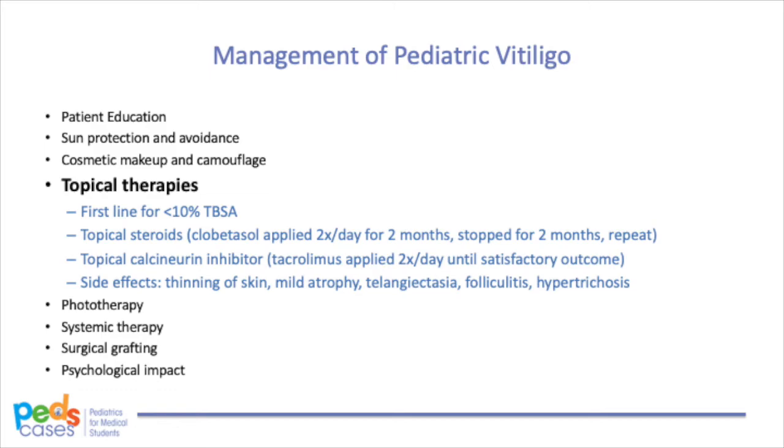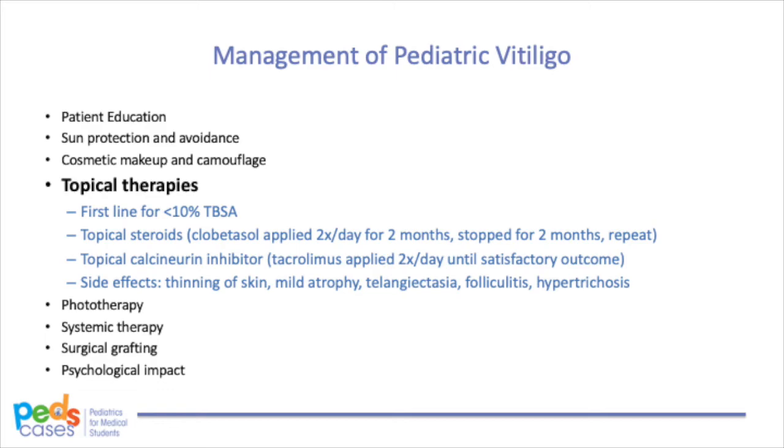Some common regimens include clobetasol applied twice daily for 2 months, stopped for the following 2 months, and then repeated on a cycle. Side effects include thinning of the skin, mild atrophy, telangiectasia, folliculitis, or even hypertrichosis. On the other hand, tacrolimus, which is a calcineurin inhibitor blocking the activation of T cells, can be applied continuously twice a day until a satisfactory outcome has been reached.